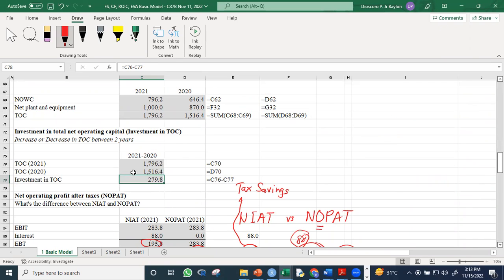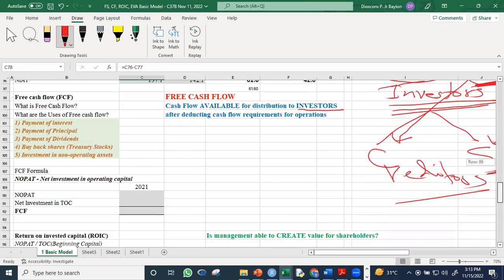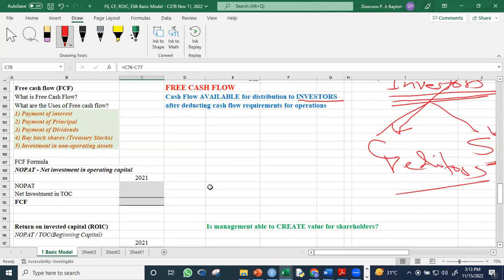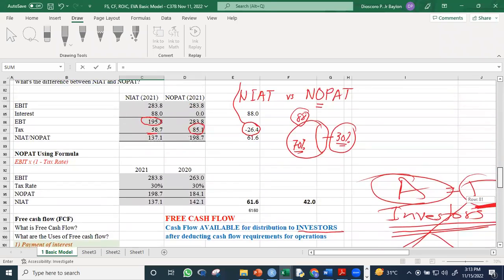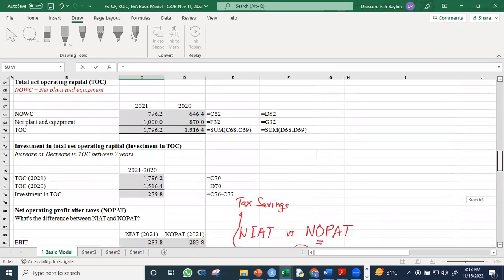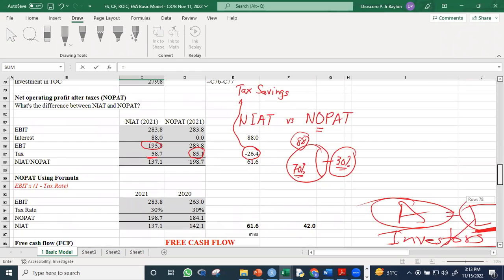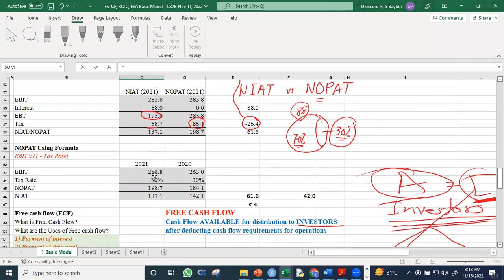This is the amount that was added to your operating capital. At the beginning of the year, it was 1516. At the end of the year, it was 1796, which means that the company invested 279.8 in operating capital. So let's start by getting the NOPAT. So we can get it from above, or we can get it here. This is your NOPAT for 2021.